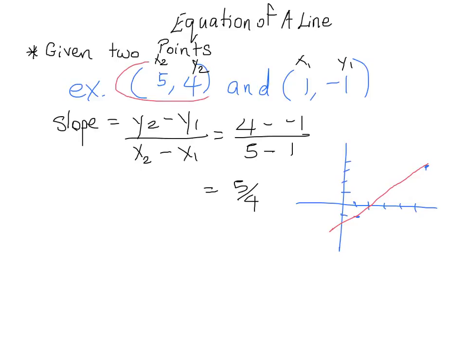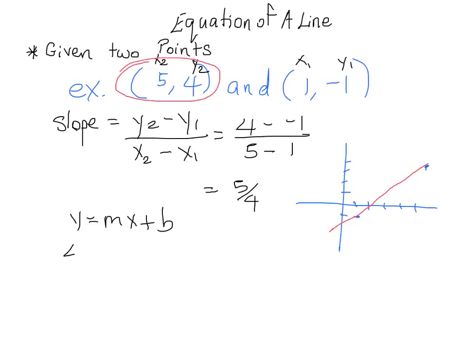I prefer to work with positive numbers, so I'm going to pick (5, 4). But if you like, you can try the other point as well. I'm going to do the exact same thing we did in our previous example by using the y equals mx plus b formula, and I'm going to plug in our point and plug in our slope.